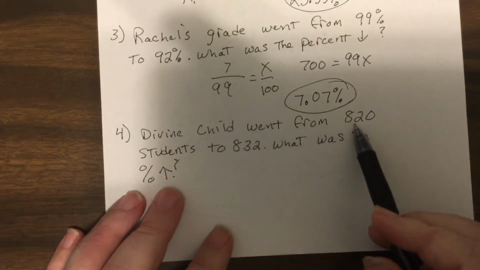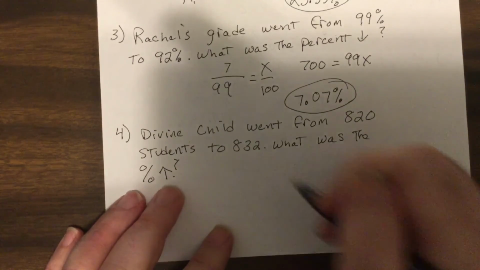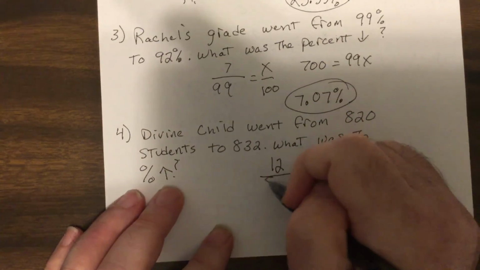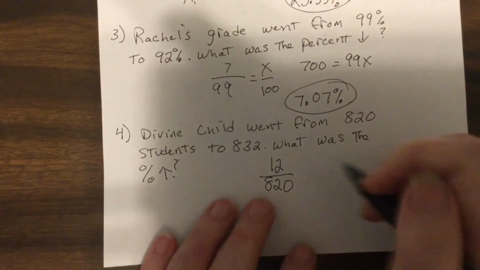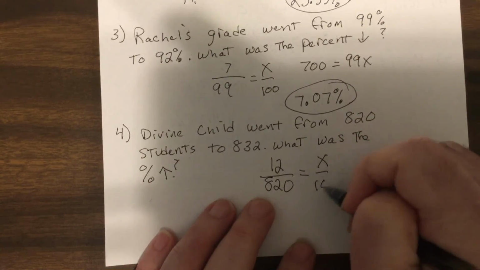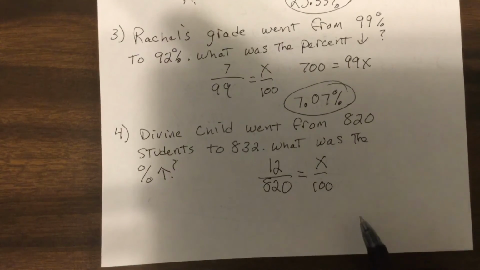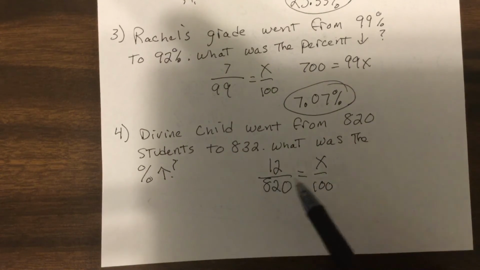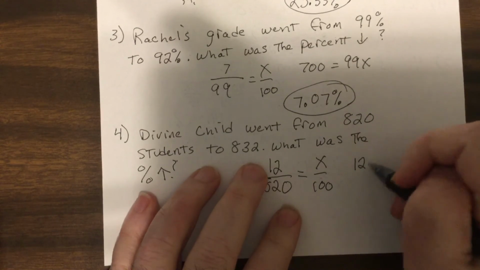Divine Child went from 820 students to 832, so that's 12 out of 820. Now, since we have such a big school already, it's not going to be a huge increase. But if you had a school that only had 200 students, and they got 12 more, it'd be huge. We had a teacher that went to a grade school that only had 104, and now it's 150, I think. And that's huge because you're increasing it 40 some kids when you only had 100. So it's really a blessing for them.